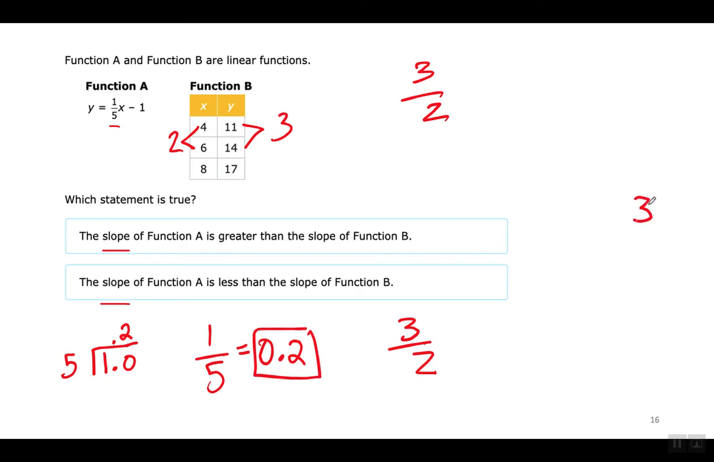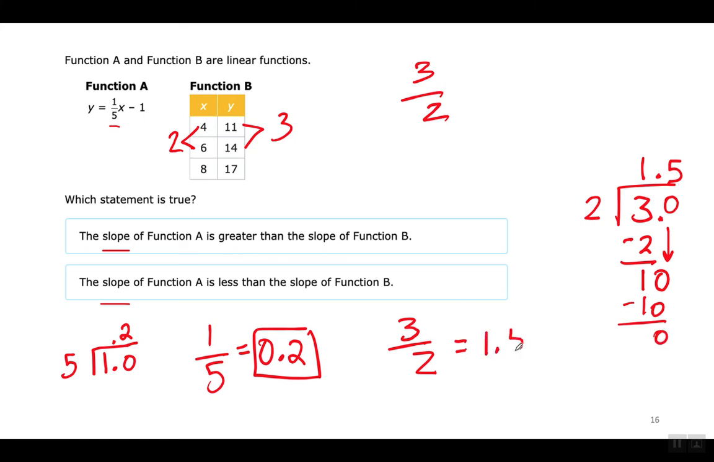Divide 3 by 2. 2 goes into 3 one time. 1 times 2 is 2. Remainder 1. Now I put a decimal point and I bring down this 0. 2 goes into 10 5 times. And now there's no more remainder. So 3 over 2 equals 1.5. Now I can compare them easily. 0.2 is obviously less than 1.5, a lot less than 1.5. So the answer is the slope of function A is less than the slope of function B.